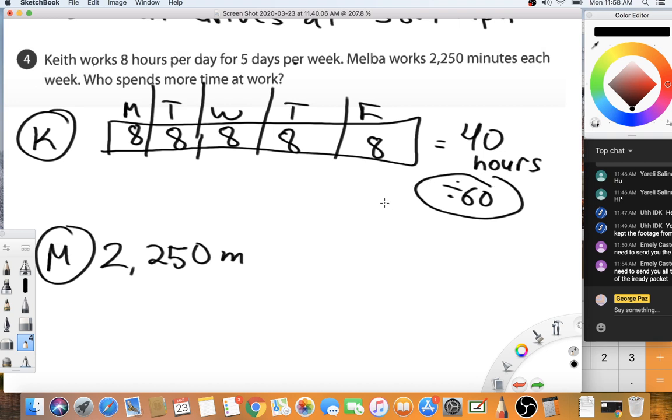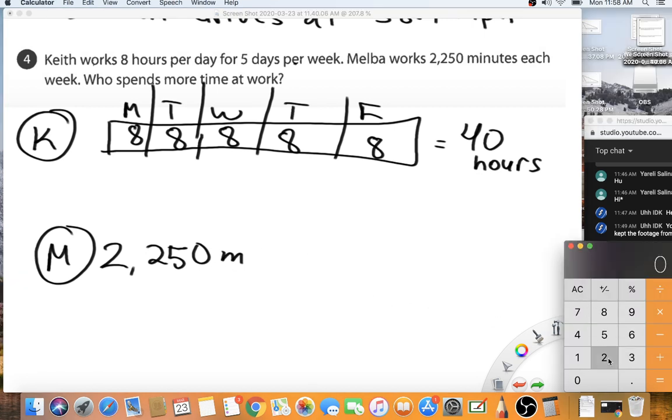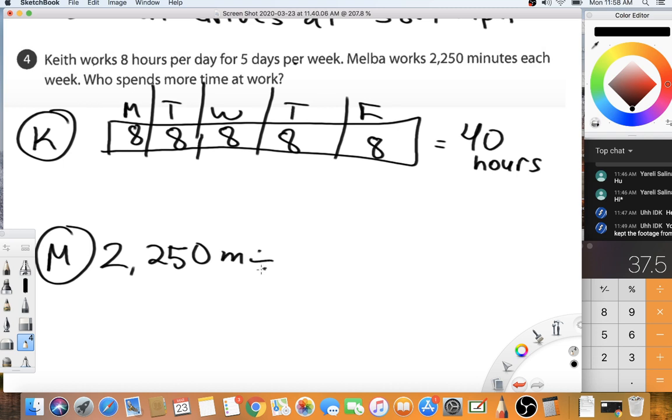I'm sorry, I made a mistake there. Because I'm going from hours to minutes, I would multiply that by 60 because there's 60 minutes in an hour. And if I'm going from minutes to hours, I would divide it by 60. I'm going to divide it by 60 just because, not that it's easier, I don't know. So we're going to do 2,250 divided by 60, and that tells us how many hours. When I divide this by 60, I get 37.5 hours. That means that Keith spends more time at work.